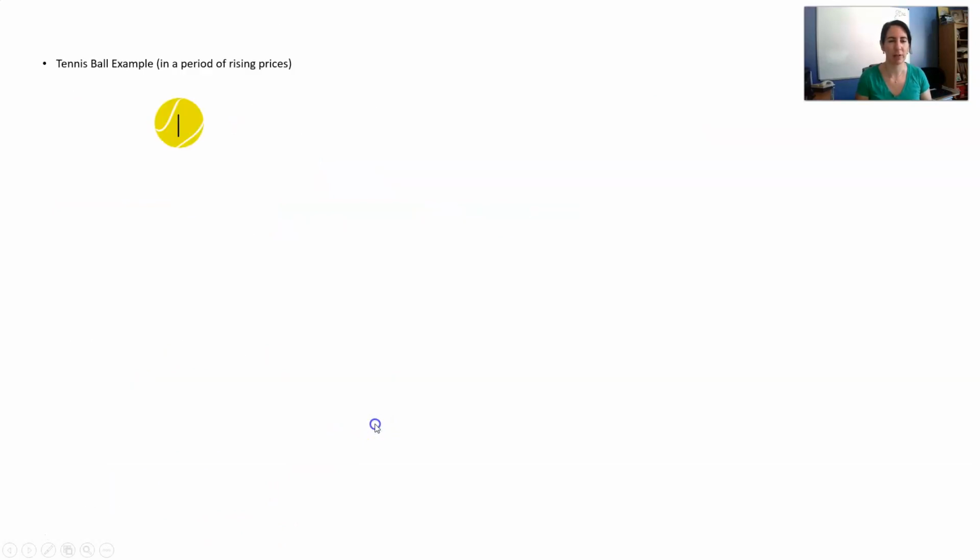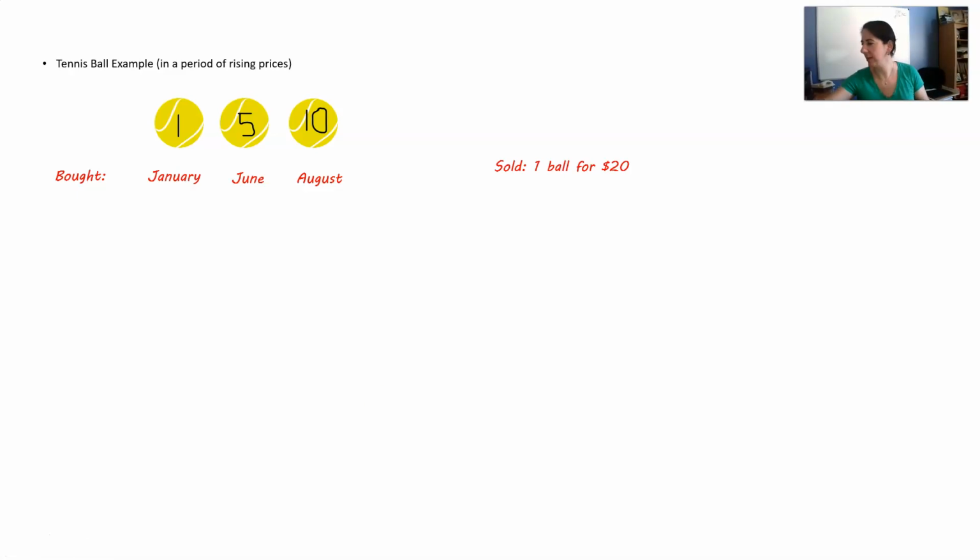All right, so here's my little tennis ball example. I'm torn on whether or not I show this to you again. I have a video that does this, but I will give you a quick version. Let's say I bought 3 tennis balls, a $1 tennis ball, a $5 tennis ball, and a $10 tennis ball. I bought the $1 tennis ball in January, the $5 tennis ball in June, and the $10 tennis ball in August.